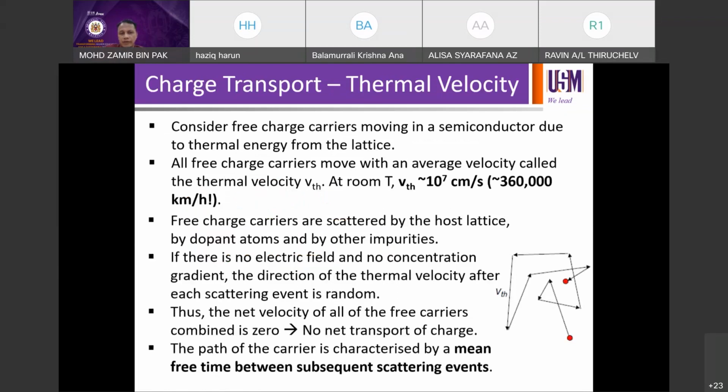We'll also cover a concept that's called thermal velocity in charge transport. Consider free charge carriers moving in a semiconductor due to thermal energy from the lattice. Discussing about semiconductor material being placed at different temperatures. It may range from 0 Kelvin up to say 100 Kelvin, 200, 300 with increasing temperature if you like, right? And this increased temperature carries along thermal energy within the system, and this affects the movement of the charge carriers as well.